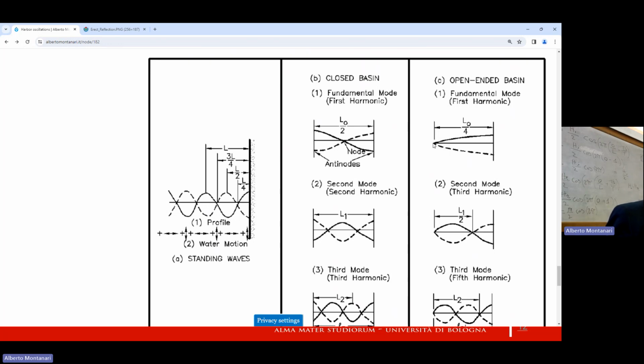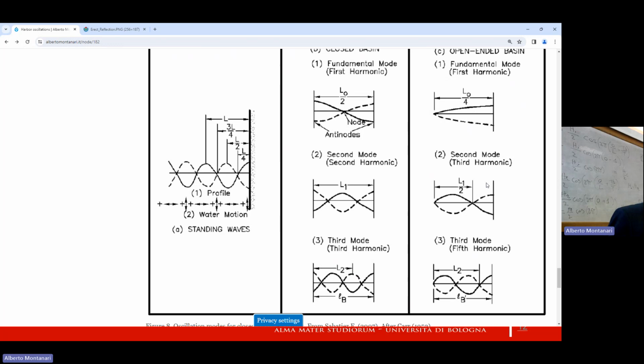So you can apply Merian's formula still, but you have to modify it. And keep in mind that also the wavelength is, in this case, half of the wavelength in closed basins, because an open-ended basin is like half of a closed basin. And then this is the second mode. Also, this is what I pictured over the blackboard. And this is the third mode.